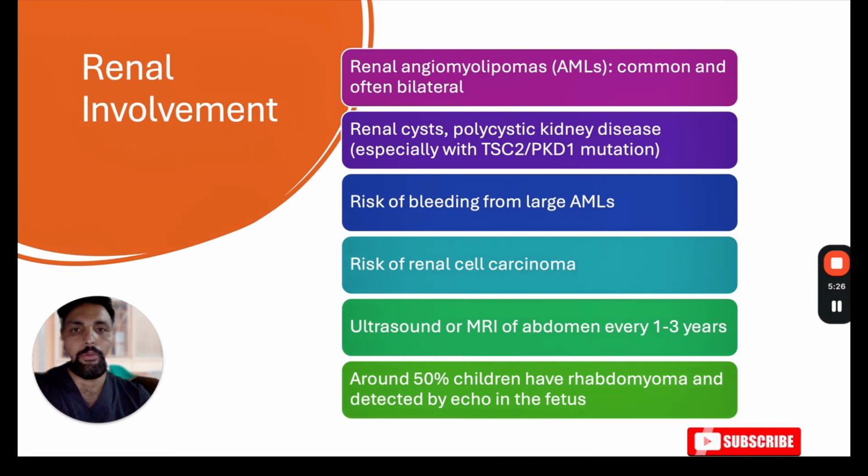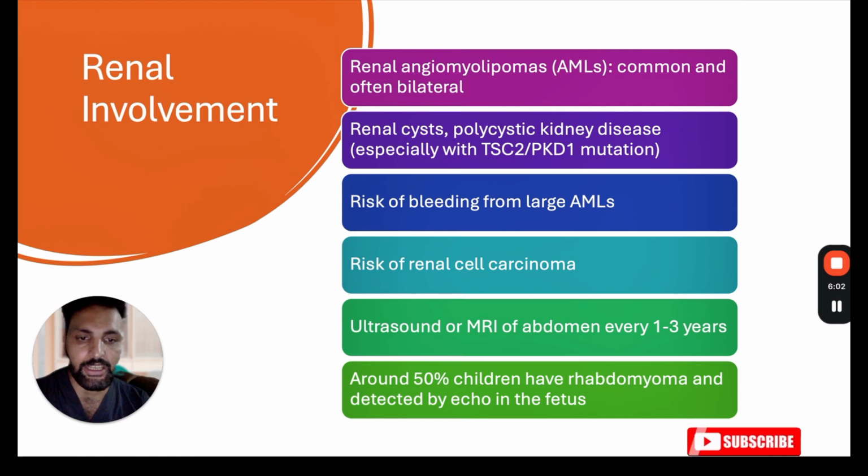Renal angiomyolipoma, common and often bilateral in tuberous sclerosis. Renal cysts, polycystic kidney disease, especially with TSC2-PKD1 mutation. Risk of bleeding from large angiomyolipoma. Risk of renal cell carcinoma increased. Ultrasound or MRI of abdomen every 1 to 3 years. We will do ultrasound and MRI every 1 to 3 years. This is also very important from an exam point of view and also clinical point of view.